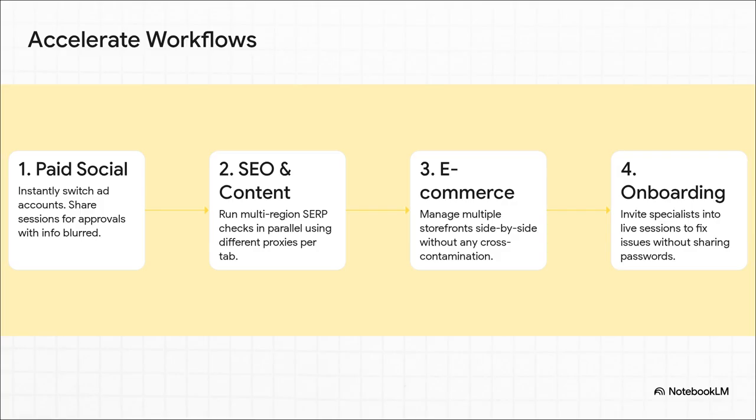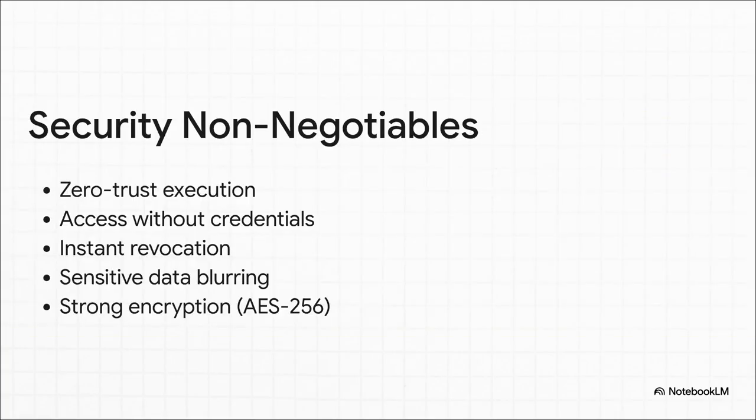Think about that. For any agency owner, security is absolutely non-negotiable. This approach is built on a zero-trust model. That means any risky code from a website runs on the remote server, not on your team's laptops. You can share access with a timer, revoke it instantly, and even blur out sensitive info like billing details before you share your screen. And it's all wrapped in enterprise-grade encryption. This is the level of control and protection your clients not only want, but expect.